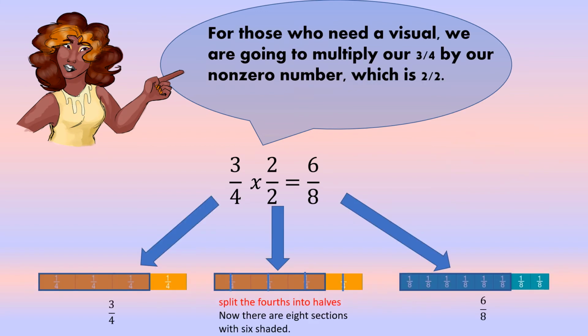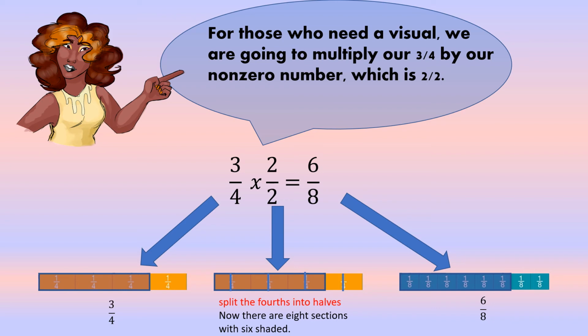For those who need a visual, we're going to multiply our 3/4 by our non-zero number, which is 2/2. Let's look at the equation. We have 3/4 times 2/2, our non-zero number, which equals 6/8. Let's look at the first arrow. Our first arrow represents 3/4. There are 4 sections altogether, and 3 are shaded in.